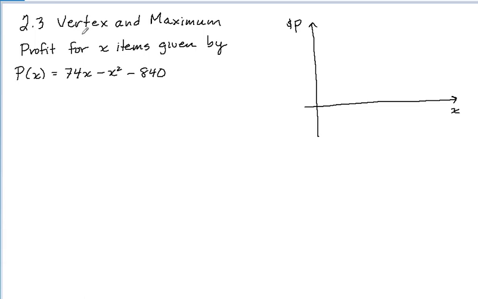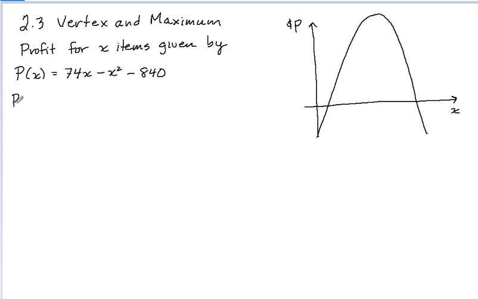In section 2.3, we're talking about quadratics still, but we're going to focus on the vertex of a quadratic and the maximum. So given a profit function, profit is for x items produced and sold. And notice that our profit equation is quadratic because it's got an x squared as the highest power, and it's a negative x squared. So if we were to graph that, as you recall from your college algebra, we would have a parabola that opens down.